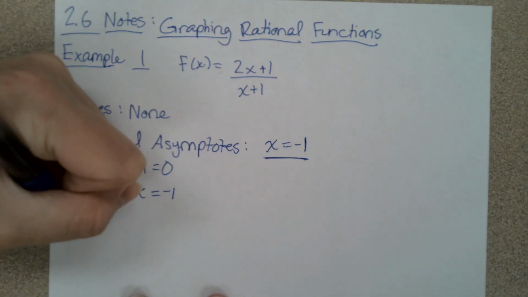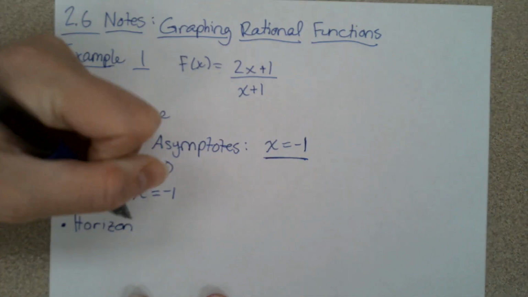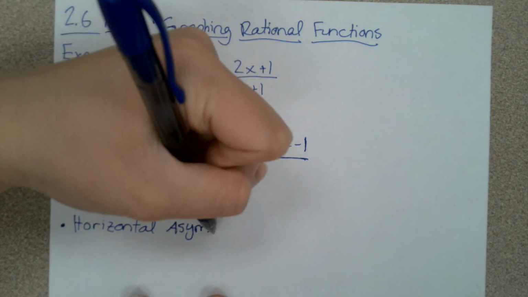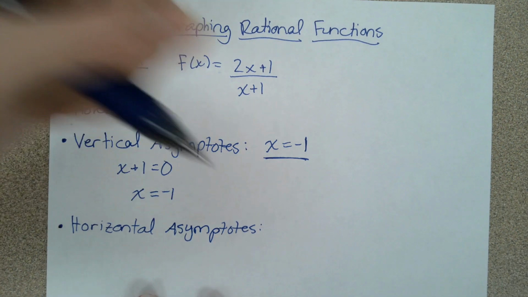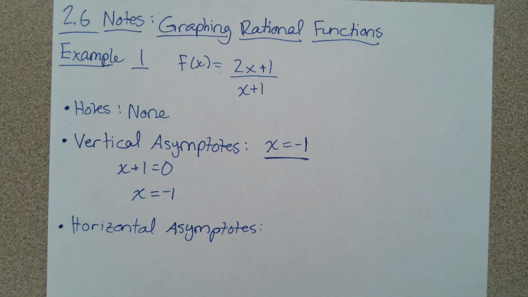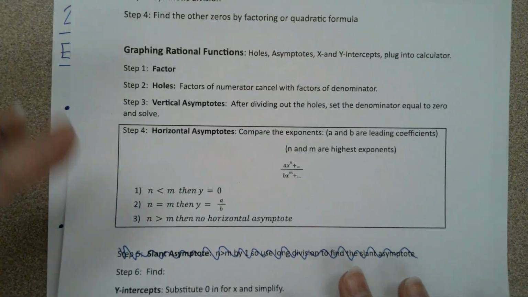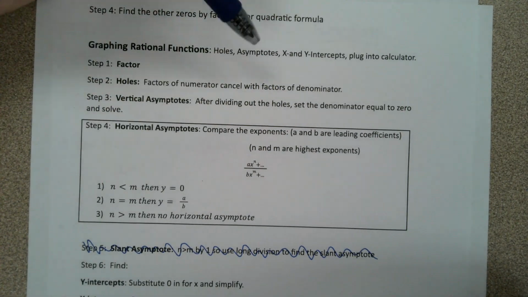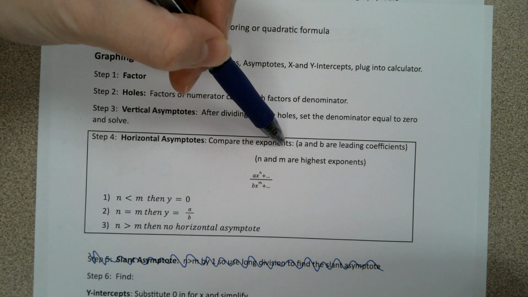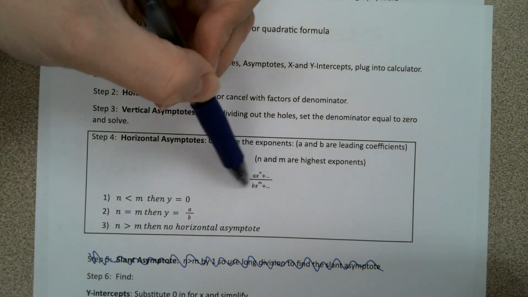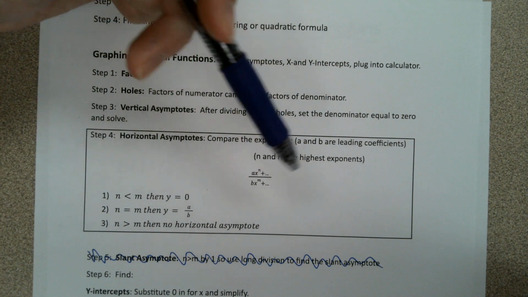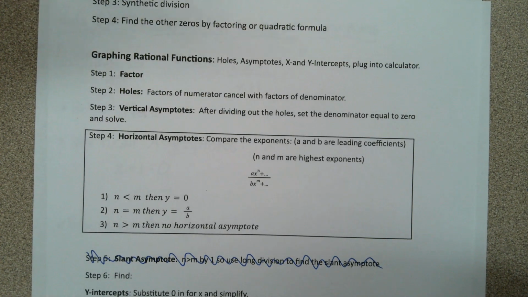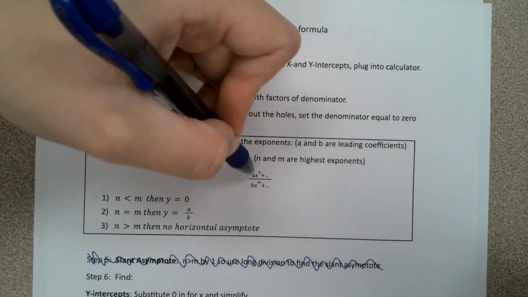Next, we have our horizontal asymptotes. Now, there are a few rules for horizontal asymptotes. Let me go into a little bit of detail about this box. So what you need to do is compare the exponents of the top and the bottom, the numerator and the denominator. So we use n for the numerator and m for the denominator, and we're looking at the degrees, the largest exponents on both of them.